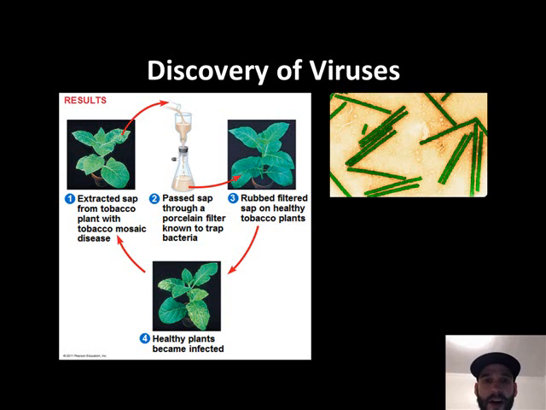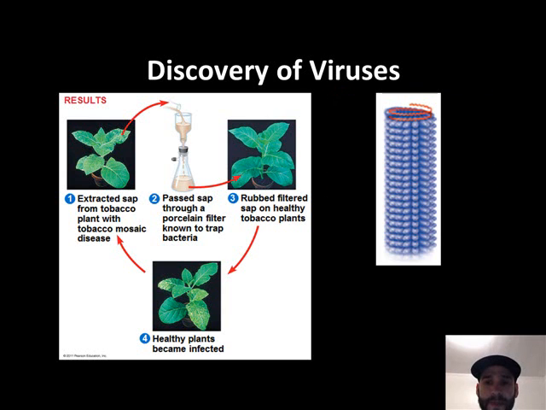And this is what the tobacco mosaic virus looks like. It's rod-shaped in this way. It actually uses RNA as its genetic material instead of DNA, and you can see that here as well. So you've got this protein coat, this capsid, if you will, with the RNA inside it. And this is where we're first starting to discover what viruses are.